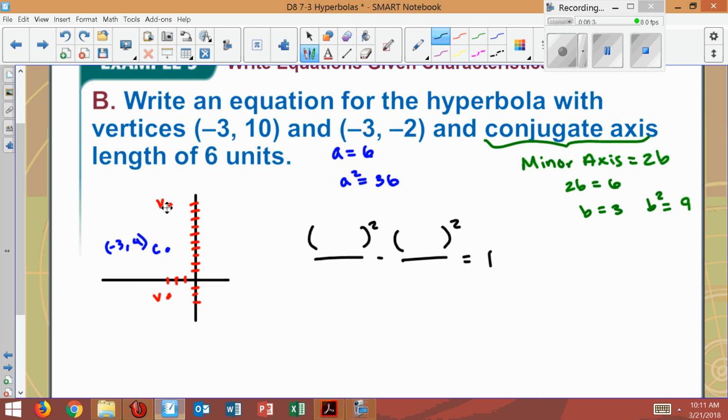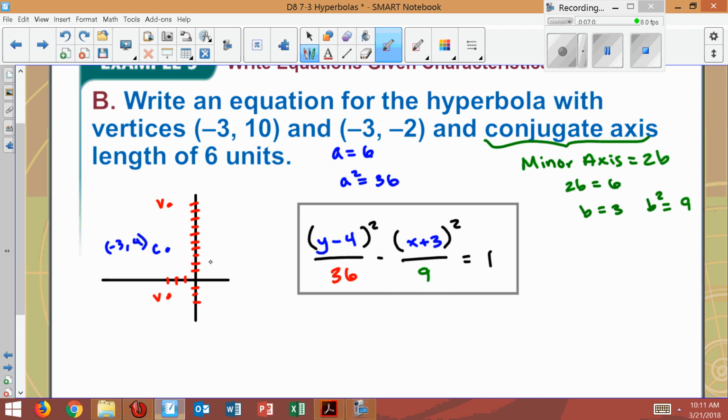Since this is vertical, these are vertices, the y must come first, so we'll have a y there, an x there. And we also know that it's shifted left 3, which would be a plus 3, and up 4, which is a negative 4, because everything's opposite. We have already determined a squared is 36, and we've now determined here the b squared is 9. So we put that there, and this is our answer.